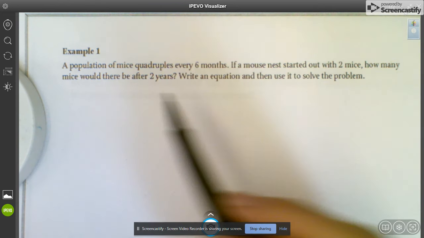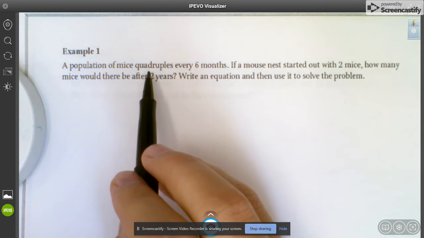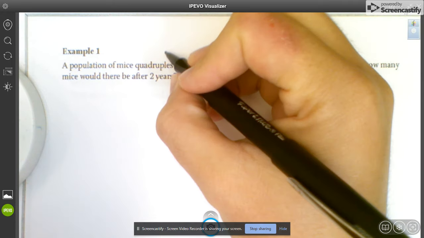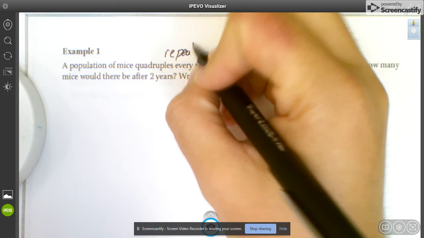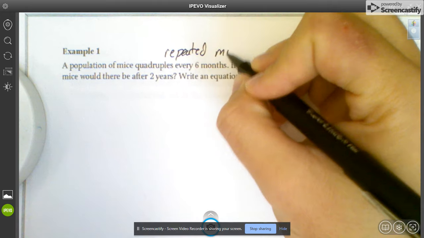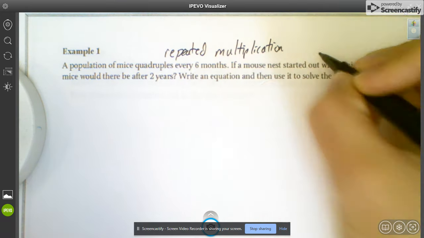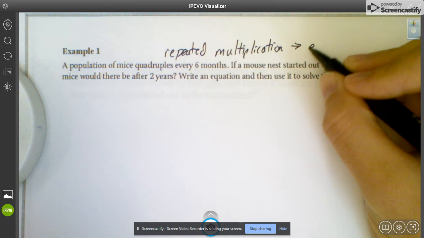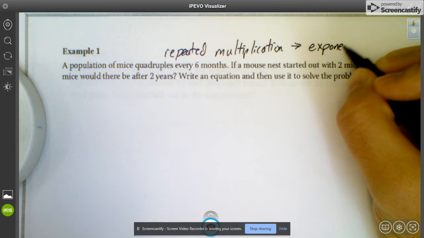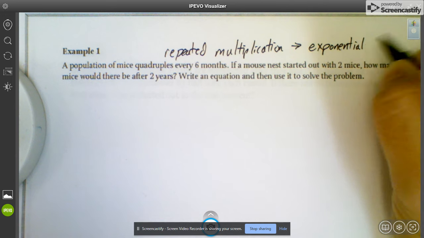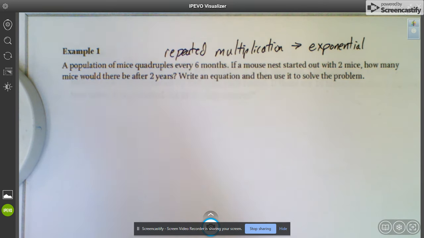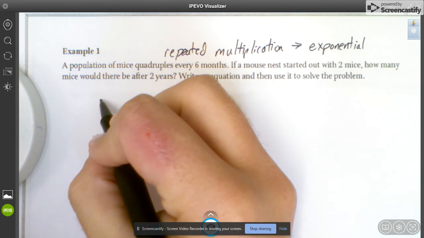All right, so first thing, we're repeating multiplication here. Anytime you hear that, anytime you realize that it's repeated multiplication, that means it's exponential. Repeated addition or subtraction is linear. Repeated multiplication is exponential functions. So the base exponential function is this.